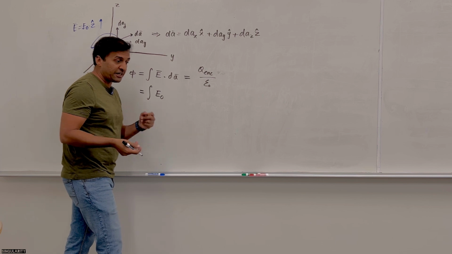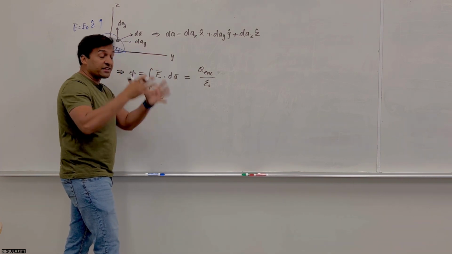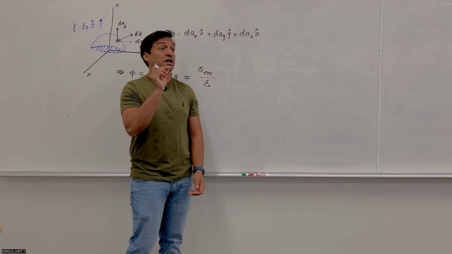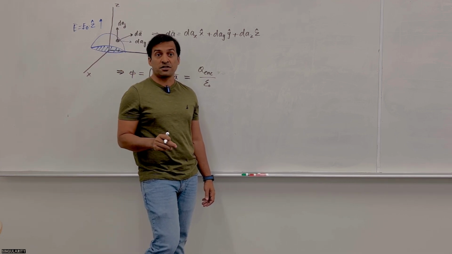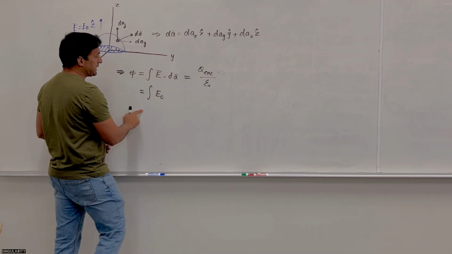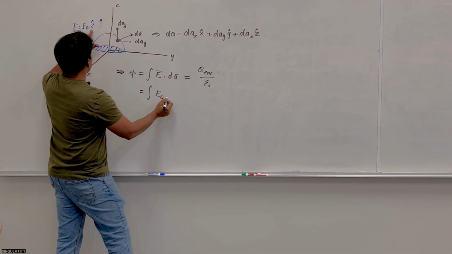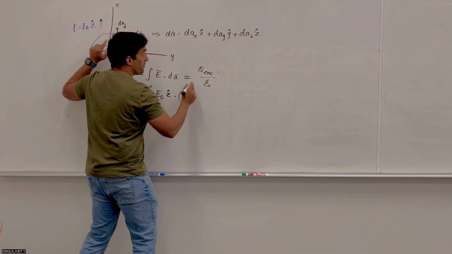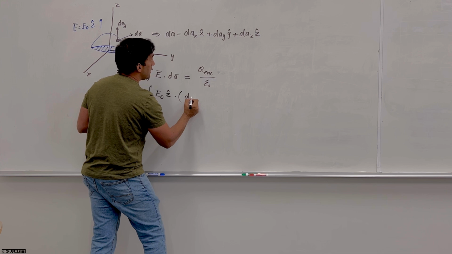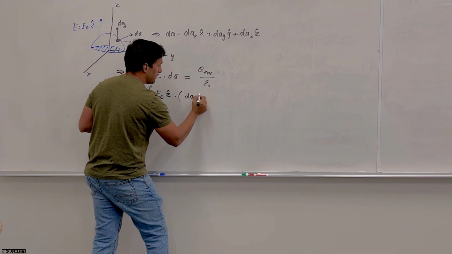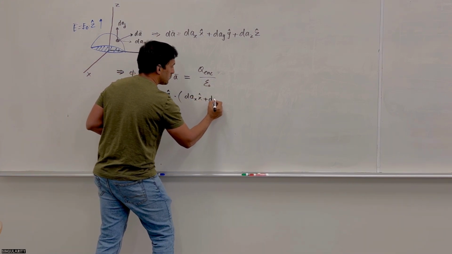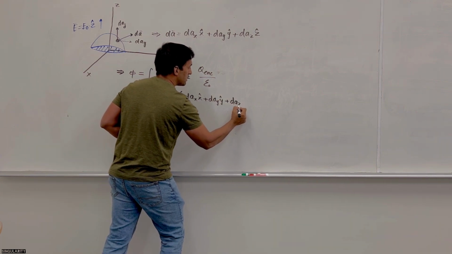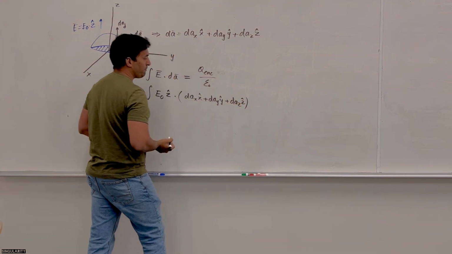Whenever you take symmetry, you assume that on the Gaussian surface electric field has the same value at each point. This is like the heart of Gauss's law when you apply it. So you can take this thing out of the integral, but first write the direction, which is along z-axis, and now it's dotted with dAx x unit vector plus dAy y unit vector plus dAz z unit vector.